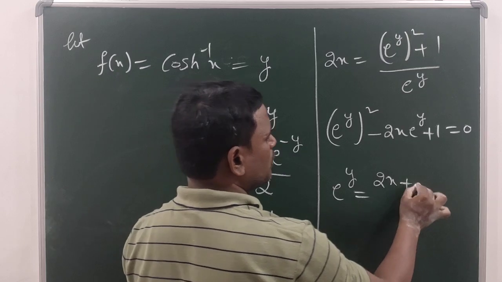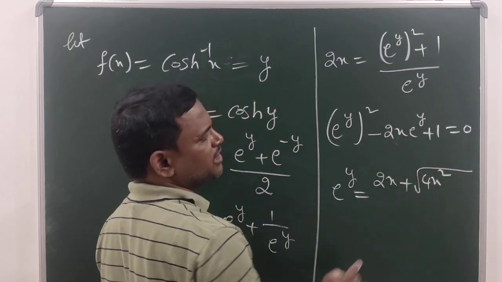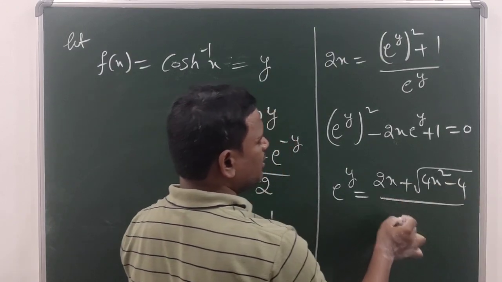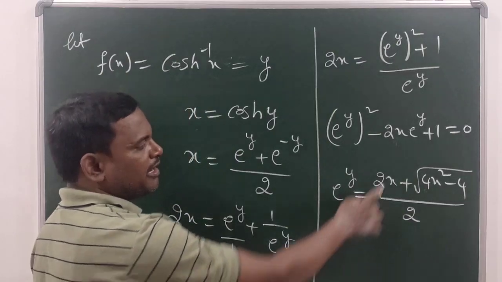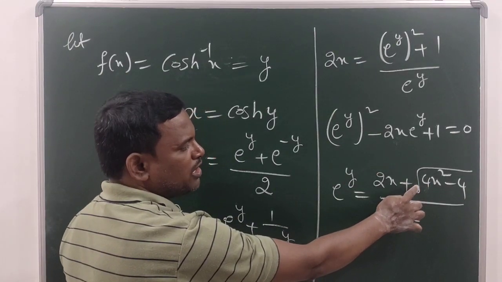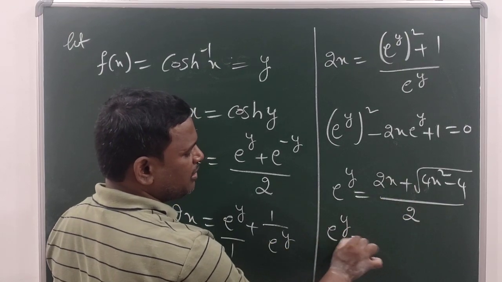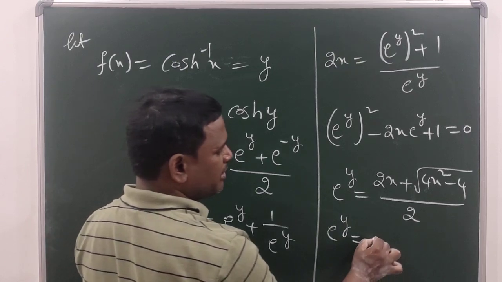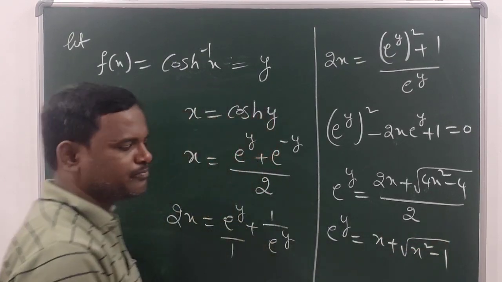So plus or minus root of b square. b square means 4x square minus 4ac, so minus 4, divided by 2a, which is 2. Now again take 4 common and cancel with the denominator 2. When you take 4 common, root 4 value is 2. Again 2 common from these two and cancel with the denominator. Finally you will get e power y is equal to x plus root of x square minus 1.